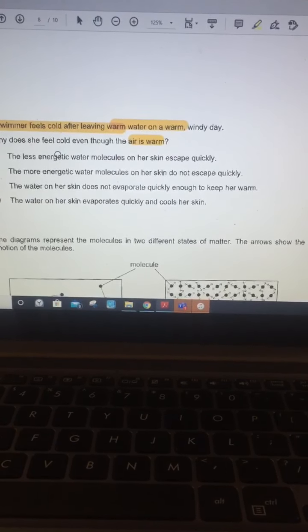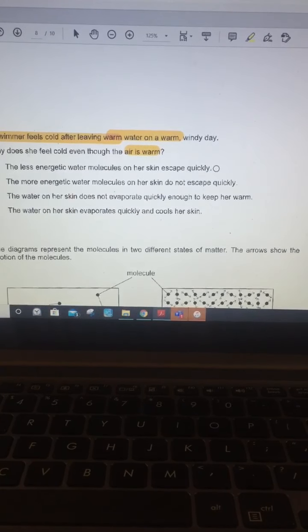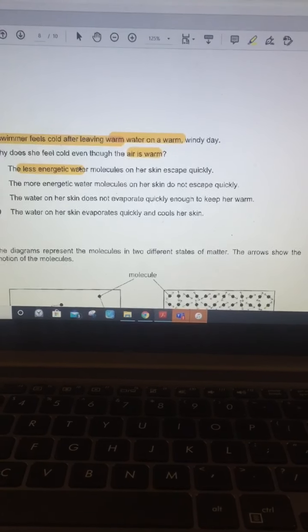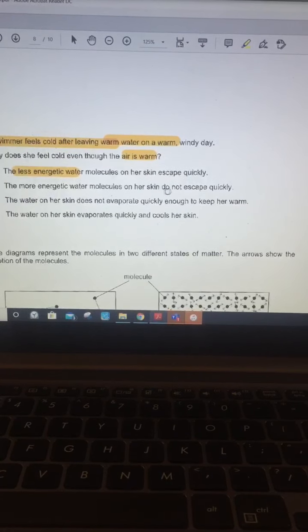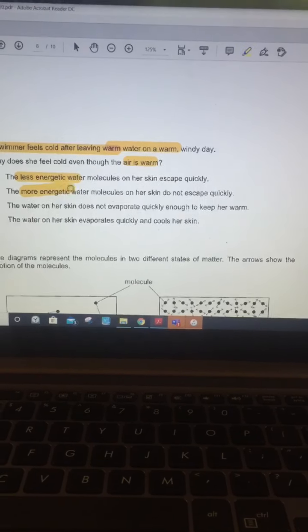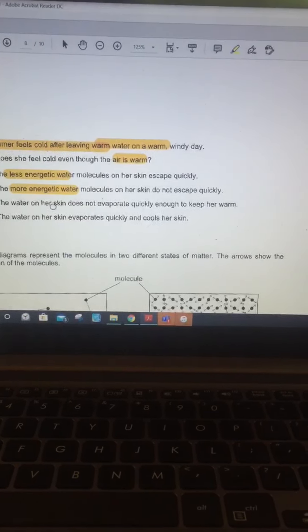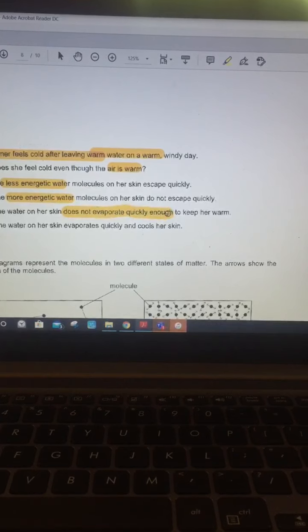The less energetic water molecules on her skin escape quickly. Now, less energetic molecules can't escape, they can't become gas. The more energetic water molecules on her skin do not escape. If they are more energetic, they are bound to escape. So that's also wrong. The water on her skin does not evaporate quickly enough to keep her warm.